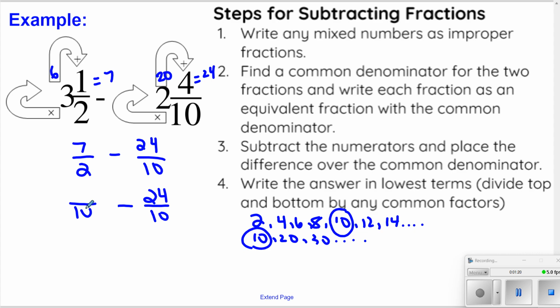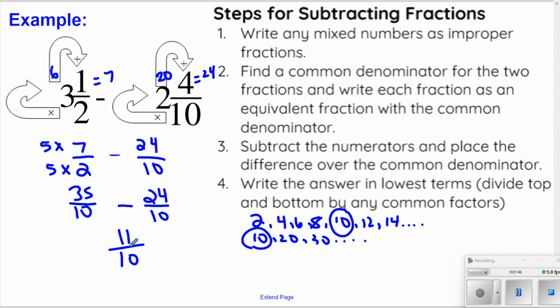10. So over here, to go from 2 to 10, I'm going to multiply by 5 because 5 times 2 is 10. But I need to be fair and also multiply the numerator. So I have 5 times 7 is 35. So now that the denominators are the same, I'm going to keep the denominator and subtract the numerators. So 35 take away 24 is 11.